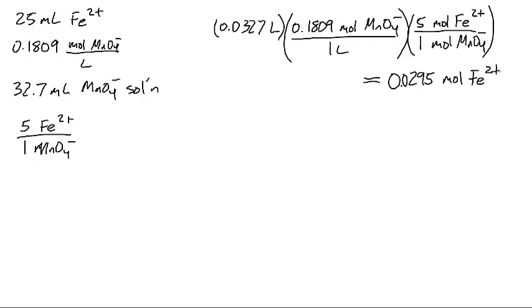All right. Now I'm estimating in my head. Does that number make sense? Well, 0.1809, if I'm estimating, is about 0.2. 0.2 times 5 is going to be close to 1. So 0.18 times 5 is going to be a little less than 1. So I'm multiplying 0.0327 by a little less than 1. So 0.0295, a little less. That number does make sense.